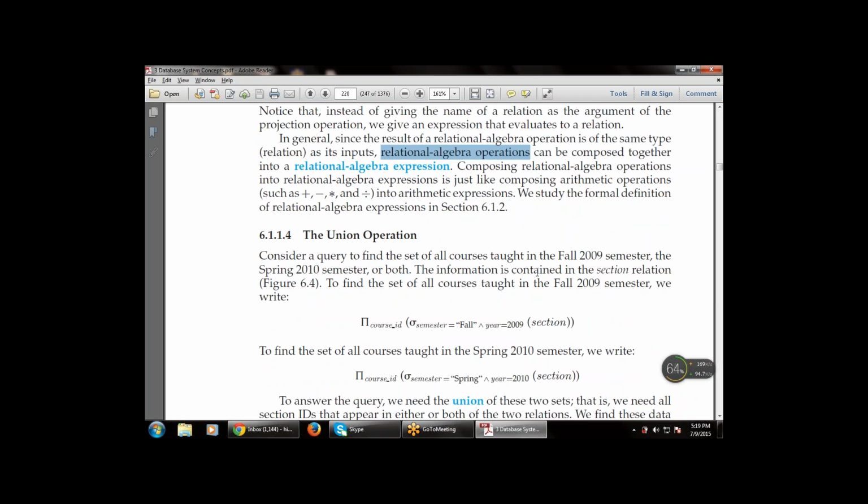So we have studied the composition of select and project. We have studied selection and we have studied projection. Next is the union. A union means a combination. Consider a query to find the set of all courses that are taught in the fall 2009 semester, the spring 2010 semester, or both.